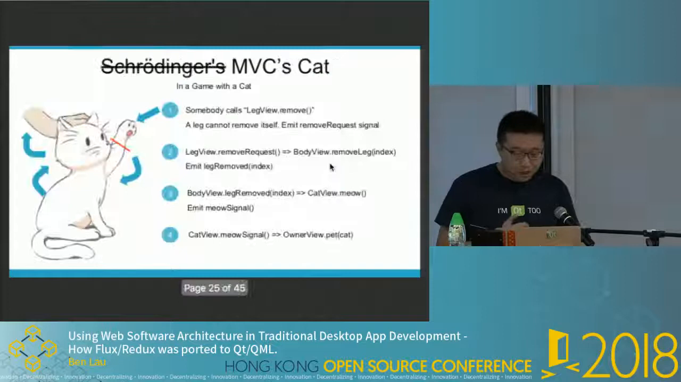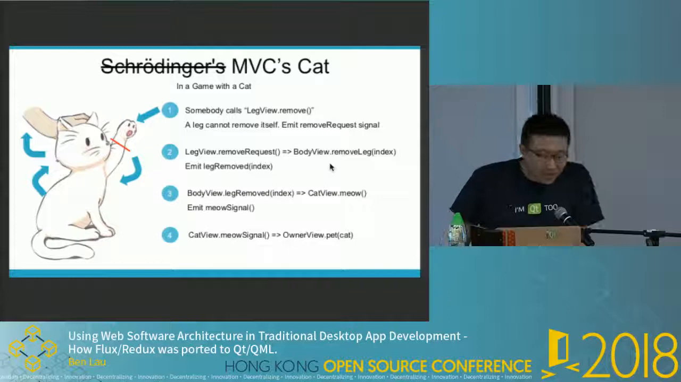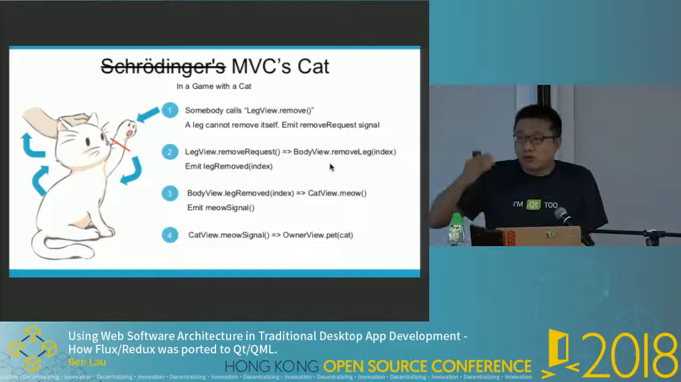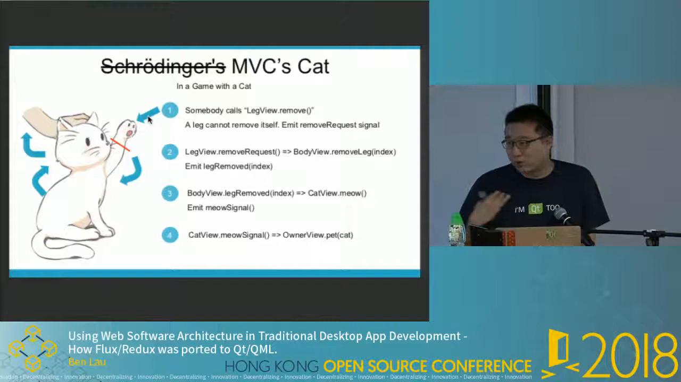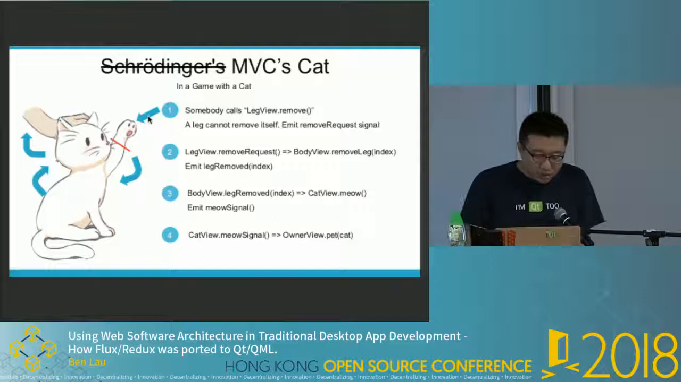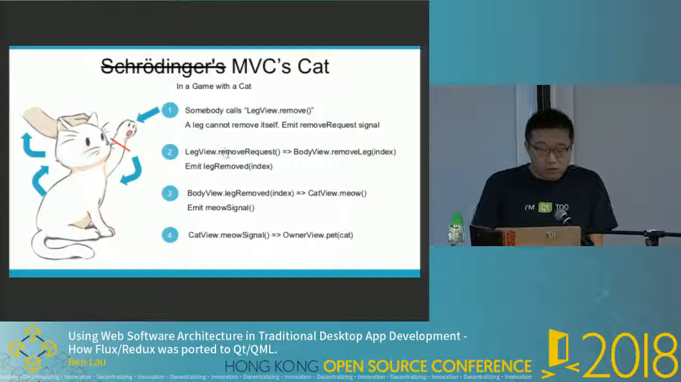Let's show an example. Okay, let's say you have a cat. Somebody wants to cut off the leg, and then they try to call the remove function from the leg itself. But a leg cannot remove itself because it's owned by the body. So what could you do? Hey, cat, please remove your leg. Yeah, okay. Because it's programming, they will obey your order. So you need to emit a signal called remove request, and then the body will try to call the remove leg function.